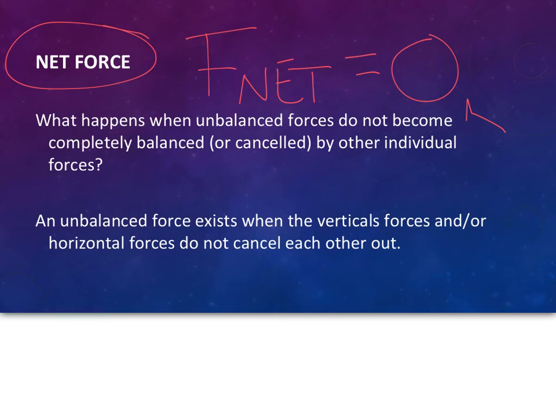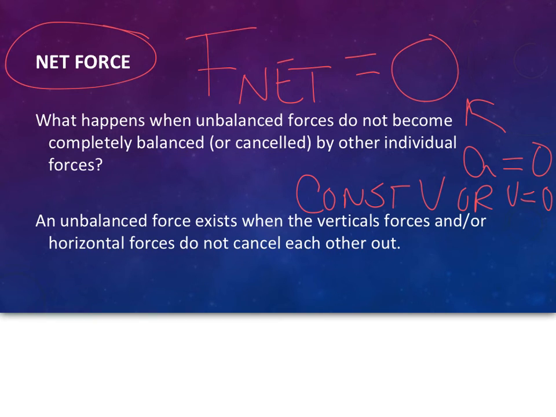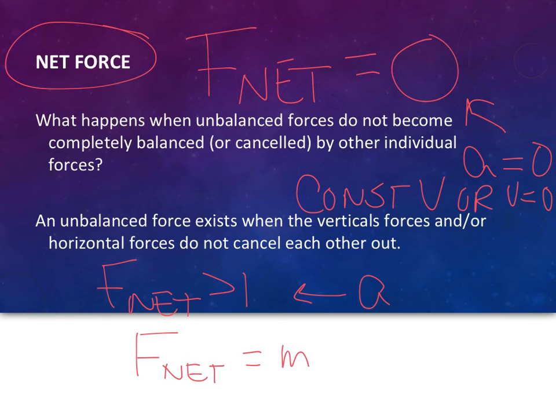Remember, if net force is 0, that means that acceleration is 0, which means that the object is either moving with a constant velocity or not moving at all, so v would equal 0. An unbalanced force exists when either the vertical or horizontal forces don't cancel each other out. In that case, there's a net force that is greater than 0, in either direction, of course. So that means that there must be some kind of acceleration, according to Newton's second law, right? Because if there is a net force, there must be an acceleration in that direction. Newton's second law states that F equals ma.